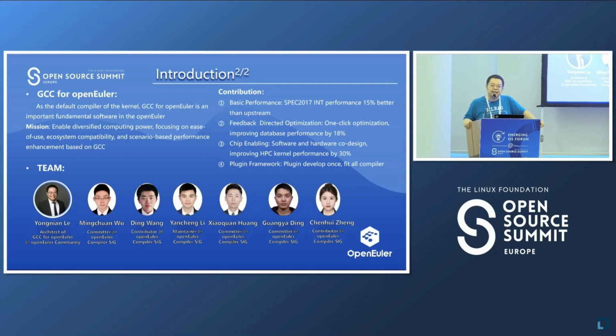For example, we improved the performance of SPEC CPU 2000 int by about 15% compared with the upstream GCC. At the same time, we provide one-click feedback-directed optimization, which is very easy to enable. We also collaborate with the hardware team to enable some chip silicon for the user. And last but not least is the plugin framework, which we will share in today's session.